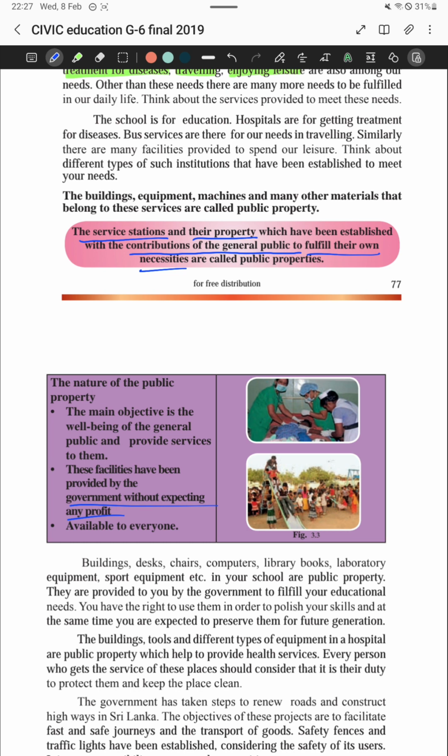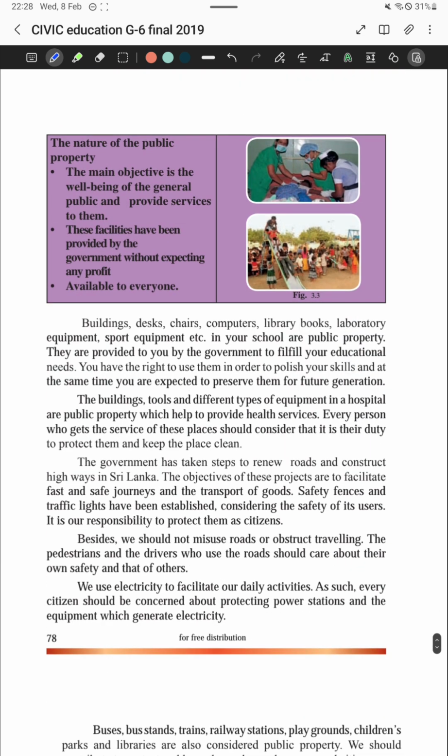Profit means benefits from these public properties. All the benefits have to be there for the citizens in the country only, not for one person, right? And also available to everyone. You know that public property means for everybody. That means for the public. Anybody can use those public properties, right? But you have to use them very carefully without damaging the things, right?